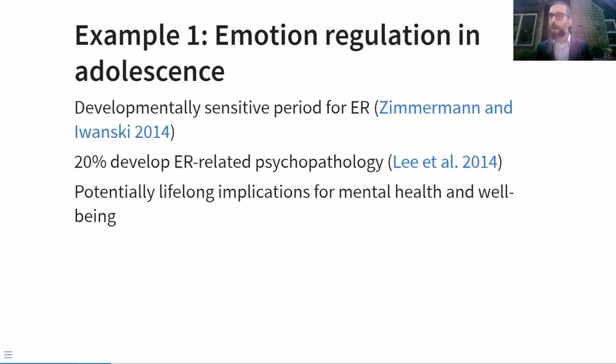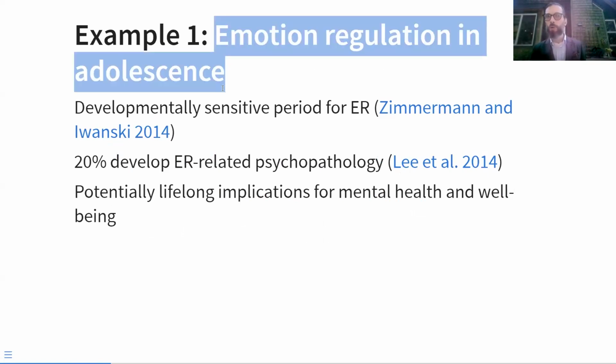So I will give you a few examples of the work that we have done with text mining systematic review to date. And the first application was a paper in which I synthesized the literature on emotion regulation in adolescents. The reason we did this is because adolescence is a developmentally sensitive period for emotion regulation, and as many as 1 in 5 teenagers develop emotion regulation-related psychopathology.